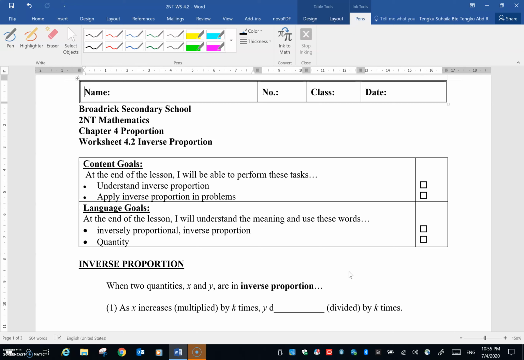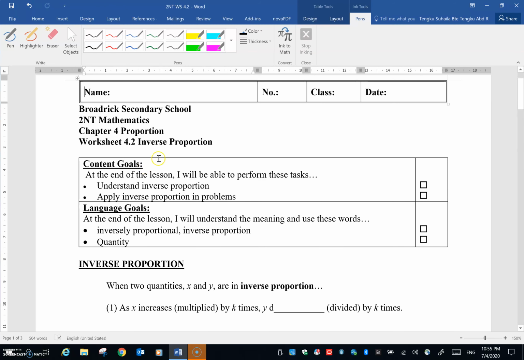Alright, we're going to do chapter 4, proportion, and specifically worksheet 4.2, inverse proportion. We have learned direct proportion in the previous lesson. So what is the difference between direct and inverse proportion? You must be asking, right? You will know that at the end of this lesson, hopefully. Try your best.